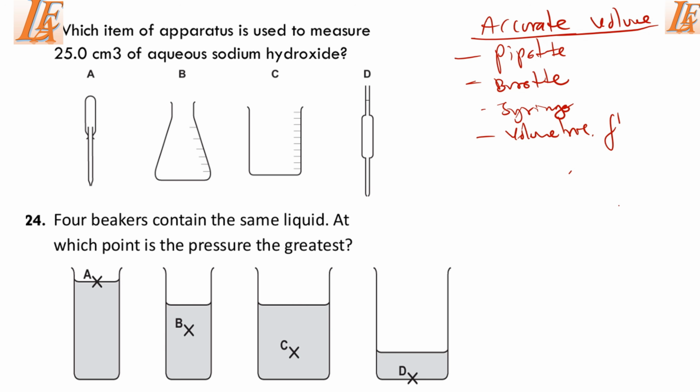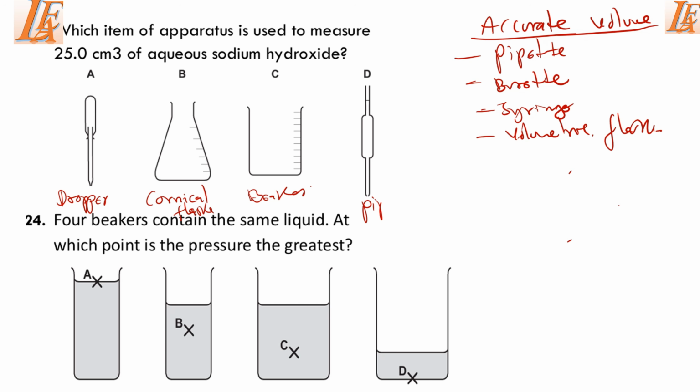flask. Now, what we are going to do is we are going to determine among these 4 apparatus that we have been given, which one appears in this list. But before that, let's name the apparatus that we have been given. The first one here is called a dropper. A dropper is also called a teat pipette. The second one here is a conical flask. This is a conical flask, graduated. Then we have C, we have a beaker, also graduated. Then we have D, we have a pipette.